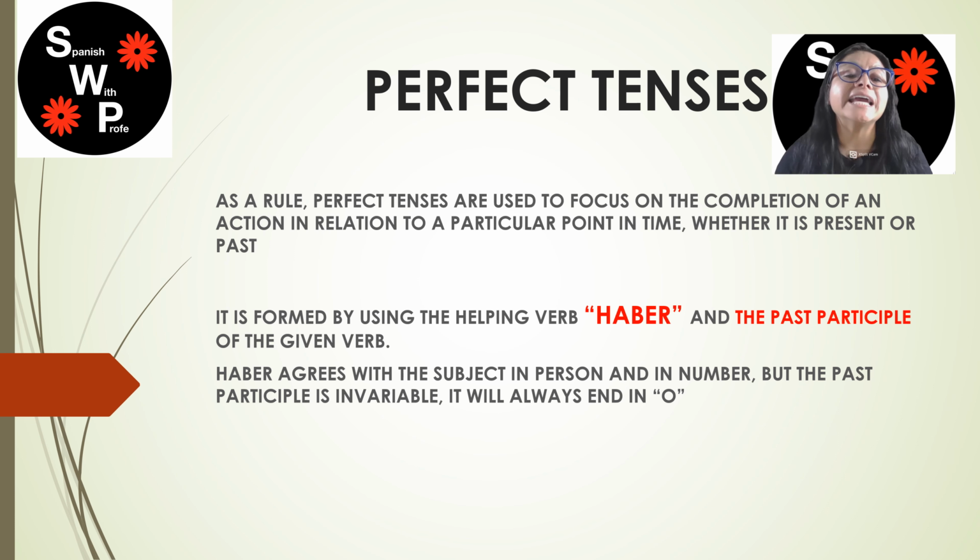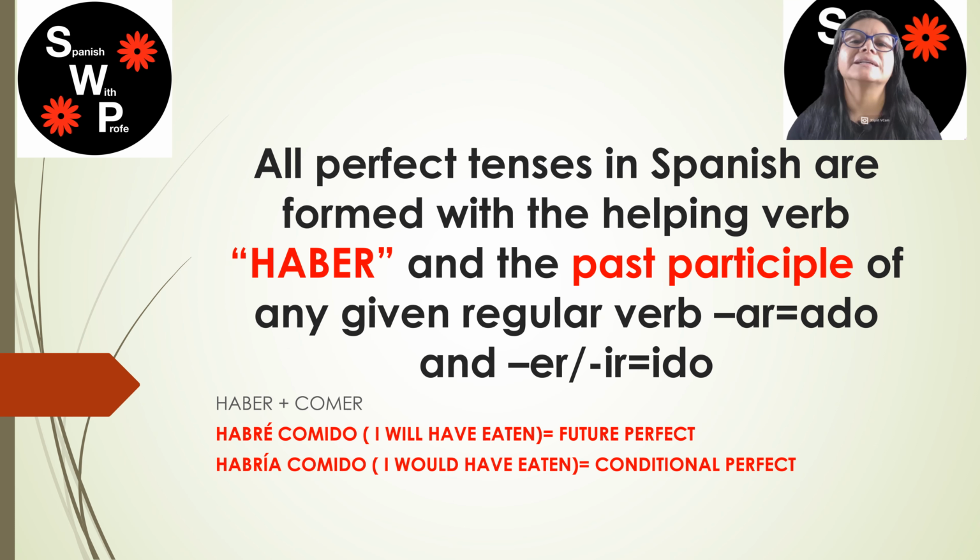So let's continue. It is formed by using the helping verb haber and the past participle of the given verb. Haber agrees with the subject in person and in number, but the past participle is invariable. It will always end with an O. Remember, verbs don't have gender. Muy bien. All perfect tenses in Spanish are formed with the helping verb haber and the past participle of any given regular verb. If it's ar, it's ado. And if it's er or ir, it's ido.